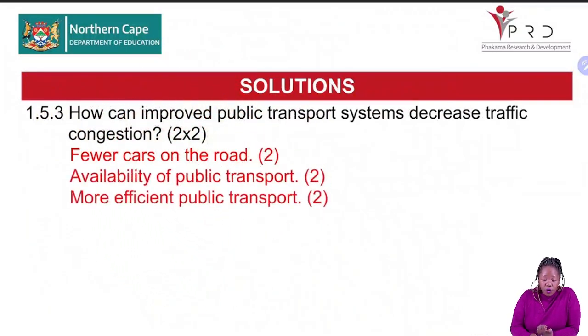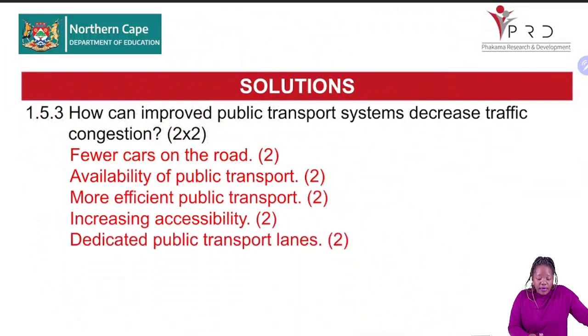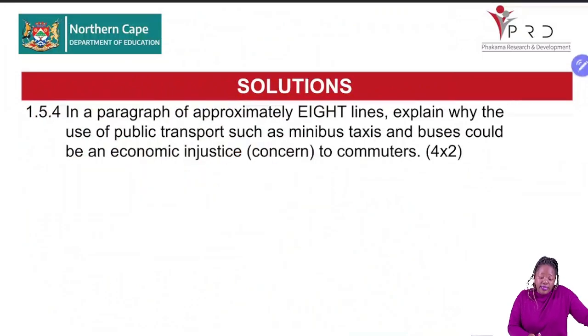Then also, if there could be more efficient public transport, we've already mentioned that, it will also give an increase in terms of accessibility because it will be more efficient, which means it will be working perfectly. And also the dedicated public transport lanes, like your bus lanes, whereby if you are using public transport, you will have a right of way in those dedicated lanes.